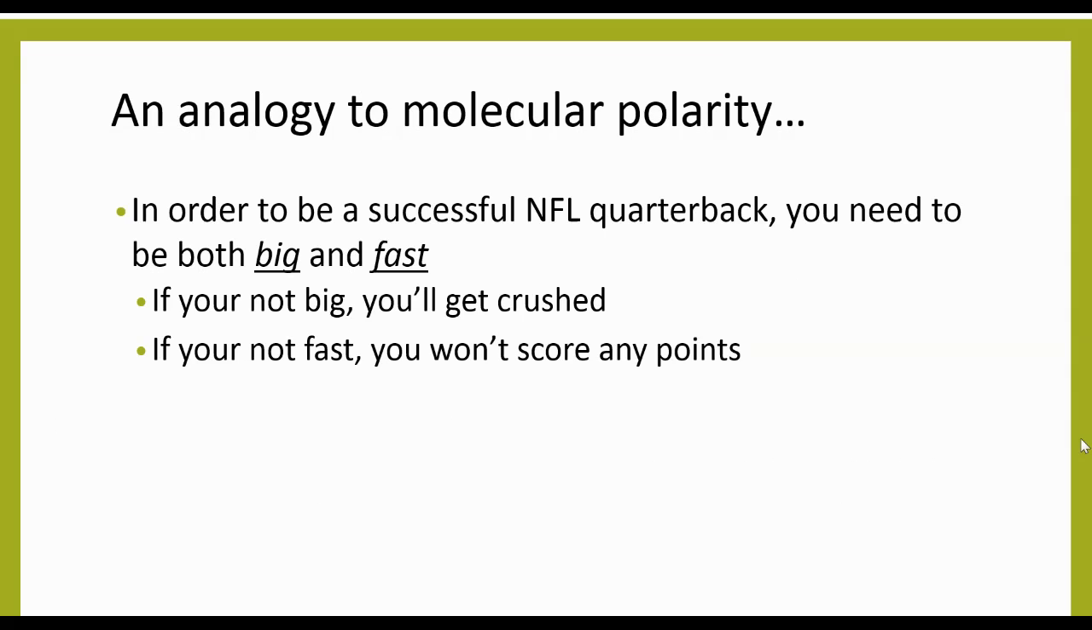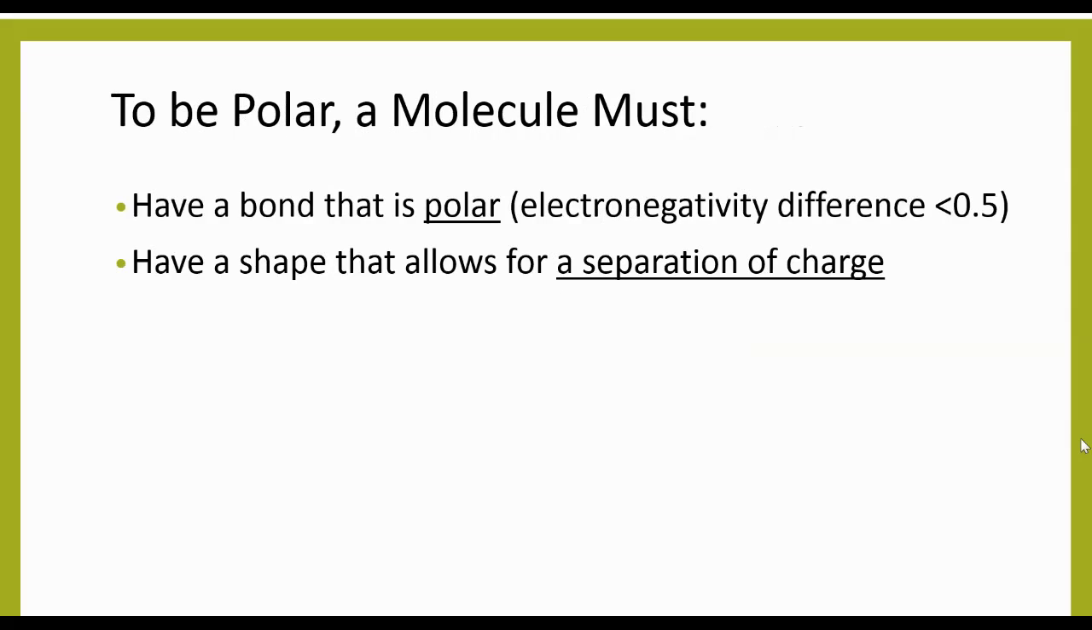So an analogy for molecular polarity, we need to have two things that be true. In order to be a successful NFL quarterback, you need to be both big and fast. Because if you're not big, you're going to get crushed when you get tackled the first time. And if you're not fast, you'll never score any points for your team and you won't stay in the NFL. So you need to be both of those things. So to be polar, a molecule must have a bond that is polar, so an electronegativity difference of greater than 0.5, and have a shape that allows for a separation of charge.